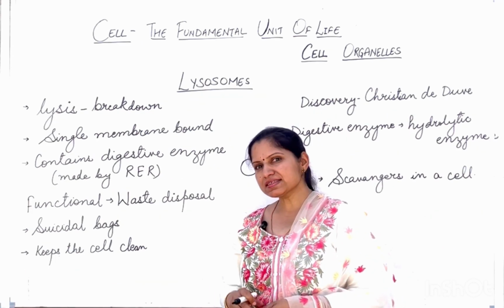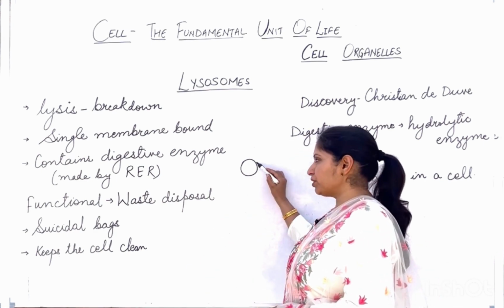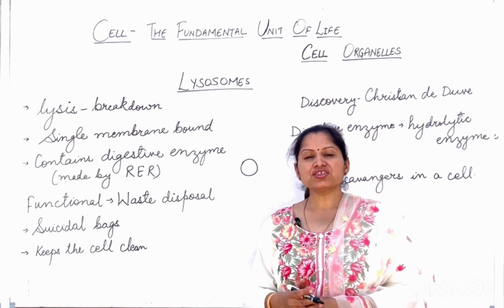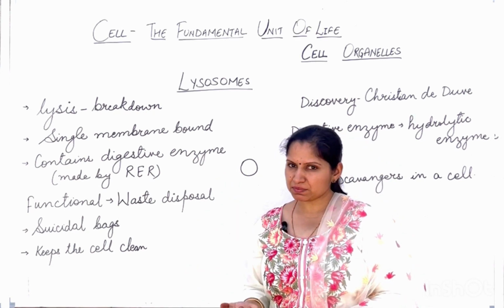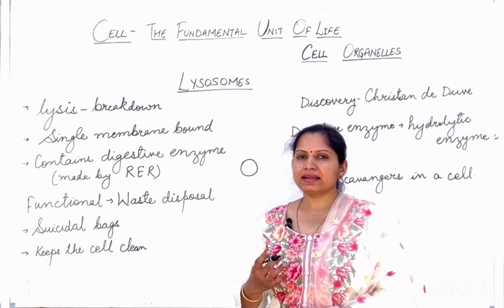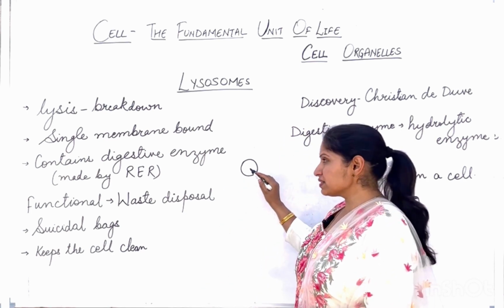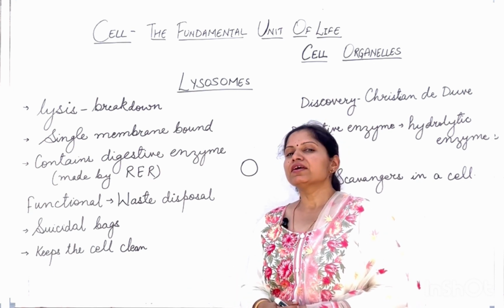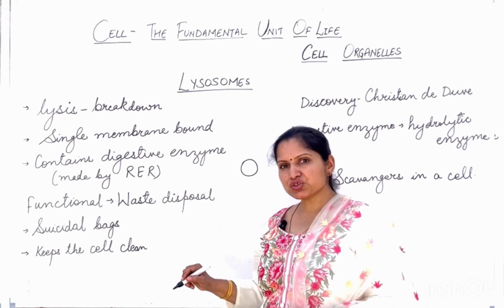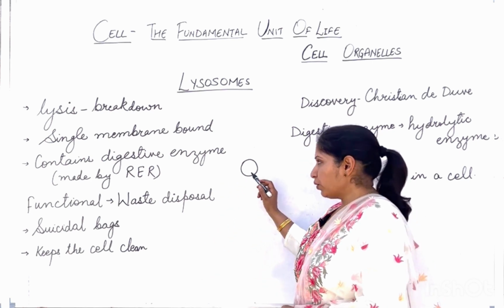The cell organelle that we are going to discuss now is lysosomes. Lysosomes are single membrane bound vesicle structures containing digestive enzymes that are prepared by rough endoplasmic reticulum. I told you earlier also that rough endoplasmic reticulum prepares proteins, and enzymes are a form of proteins only. So the digestive enzyme present inside the lysosomes is prepared by rough endoplasmic reticulum. Apart from that, remember that lysosomes are formed by the Golgi apparatus.